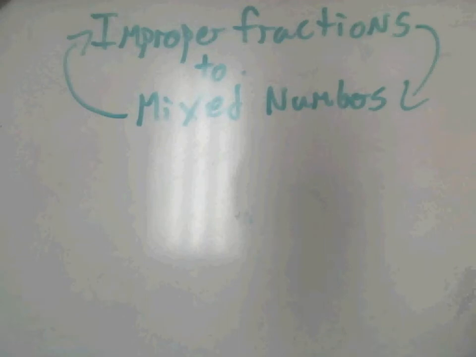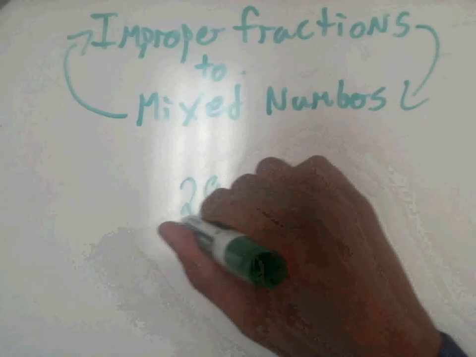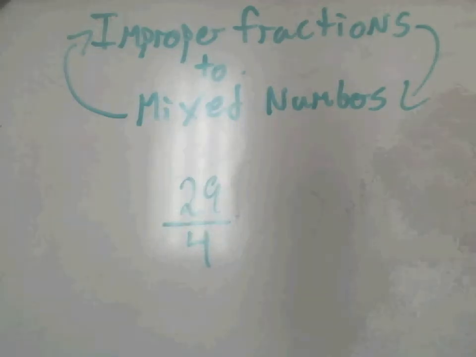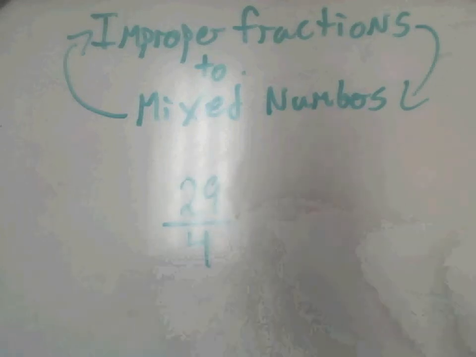An improper fraction is any fraction that has a numerator that is larger than the denominator. So, for example, 29 fourths would be an improper fraction, or a fraction greater than 1. The numerator here, 29, is obviously larger than the denominator.